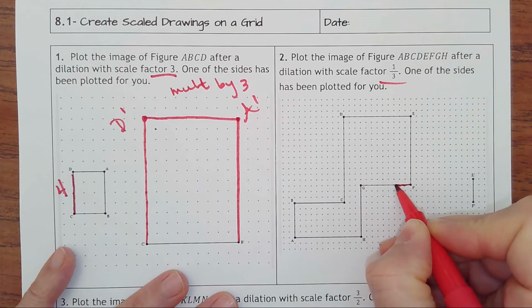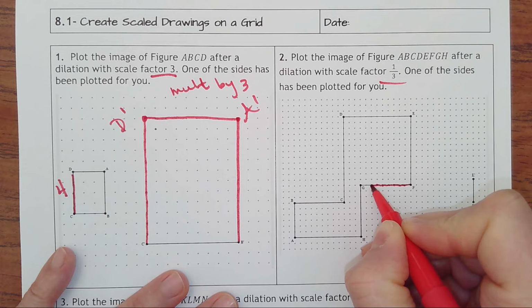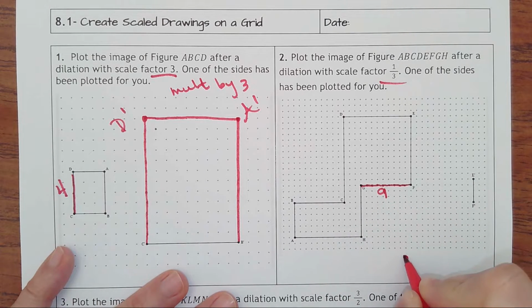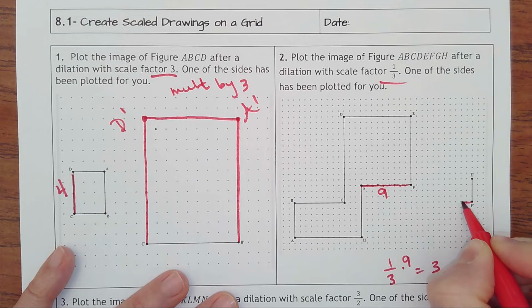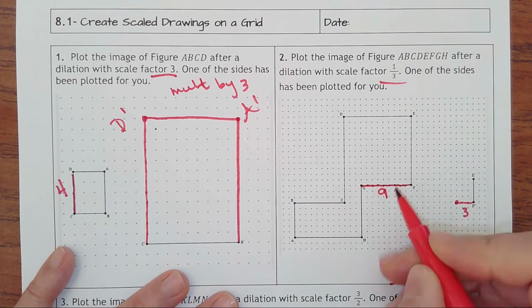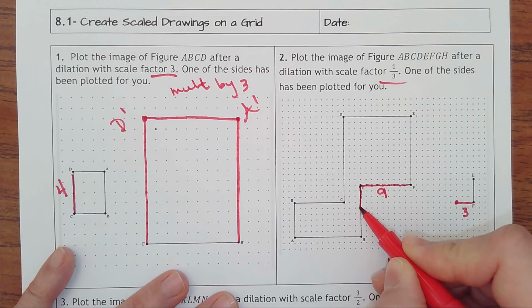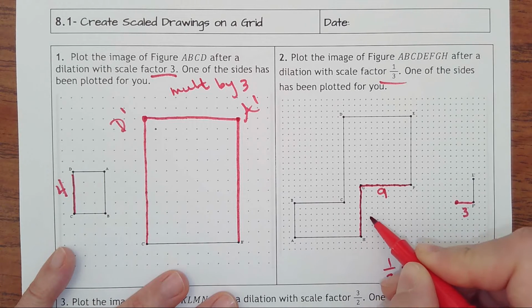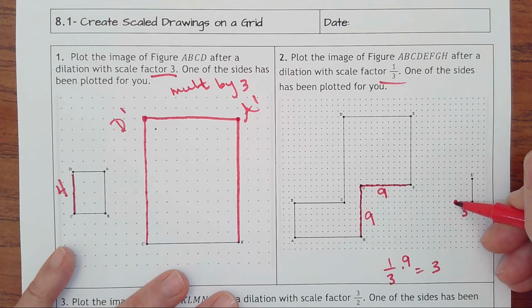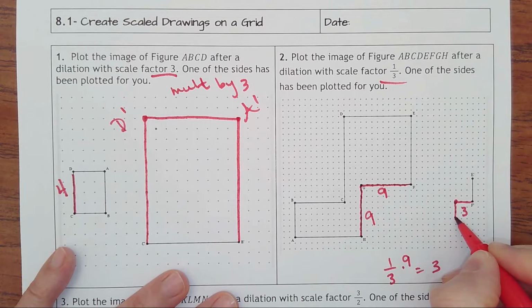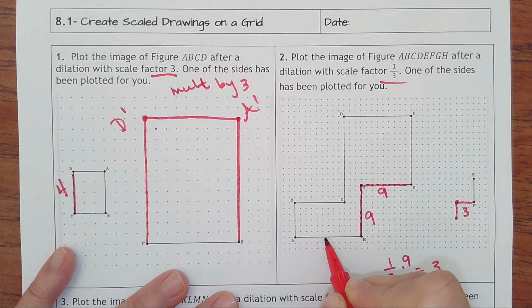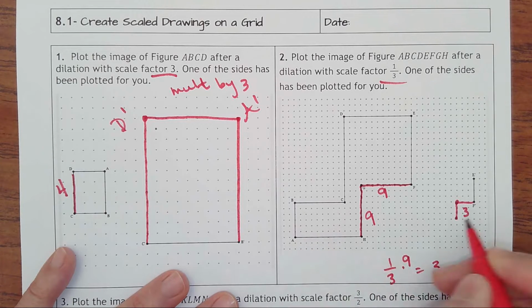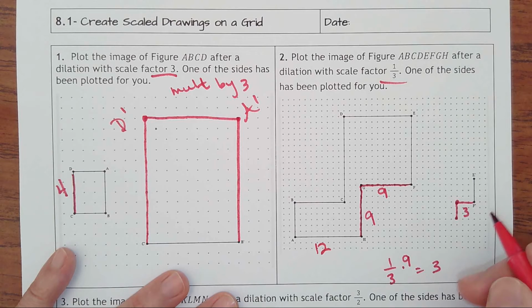That's 1, 2, 3, 4, 5, 6, 7, 8. That's 9. So think of 1/3 of 9 is the same thing as 9 divided by 3, which is 3. So I would go 1, 2, 3 boxes here. And then let's go 1, 2, 3, 4, 5, 6, 7, 8. That's 9 as well. So again, 1/3 of 9 would be down 1, 2, 3. And then H to A is 12. So 1/3 of 12 or 12 divided by 3 would be 4.